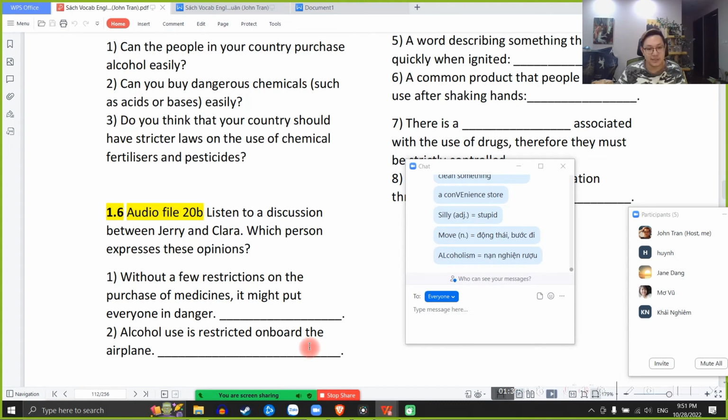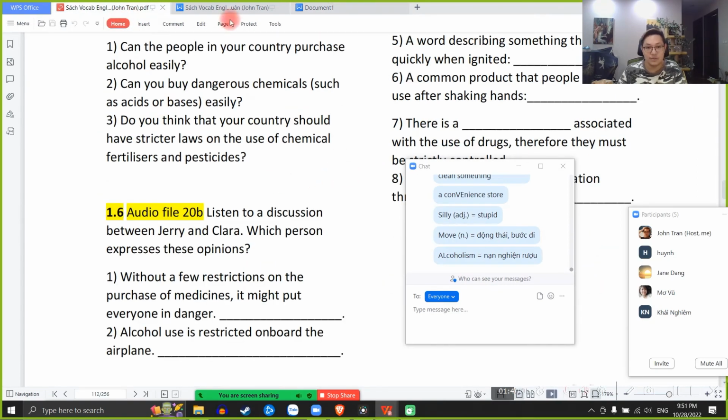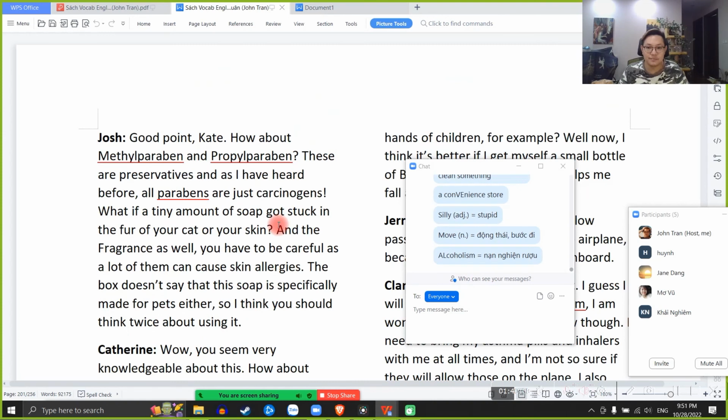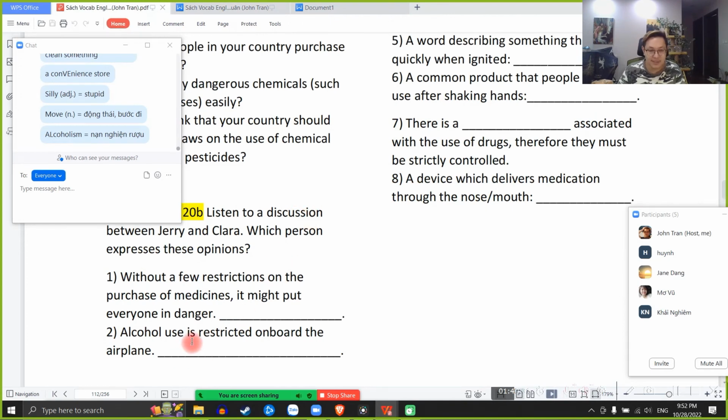Number two, alcohol use is restricted on board the airplane. Sự sử dụng chất uống có cồn bị giới hạn trên máy bay. Who said this? It's neither of them. None of them. Có hai người thôi, thì là neither of them. So there are only two of them. So actually neither of them, because the two of them don't agree. Because Jerry said that they sell drinks on board, and then Clara said she will get something like a Bailey on board, right? So it means that alcohol use cannot be restricted on board the airplane.